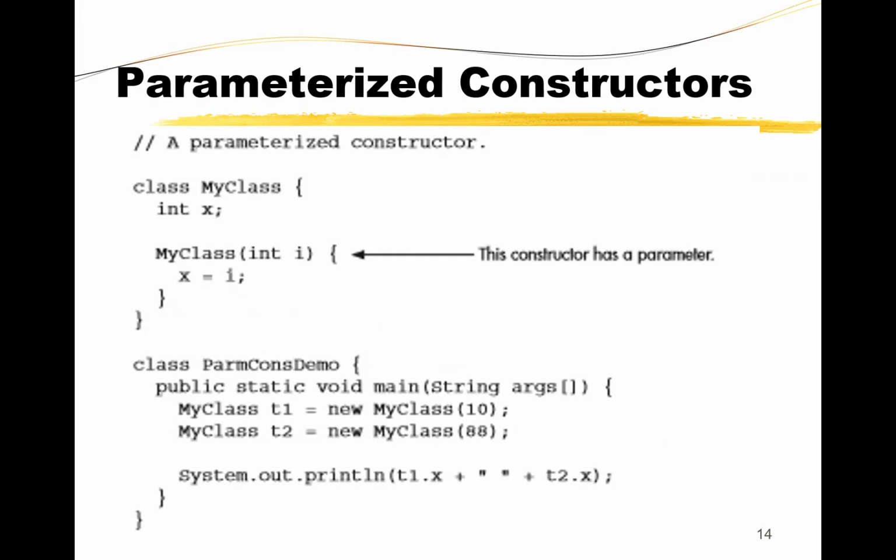Is that I plus I then? Yeah, what would this print when you run this? Parameter 10 and constructor, 88. 10 and 88. Yes, t1.x would be 10 and t2.x would be 88.